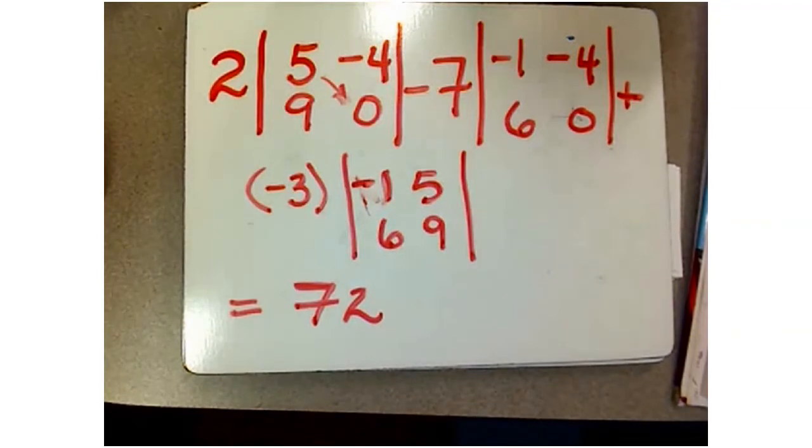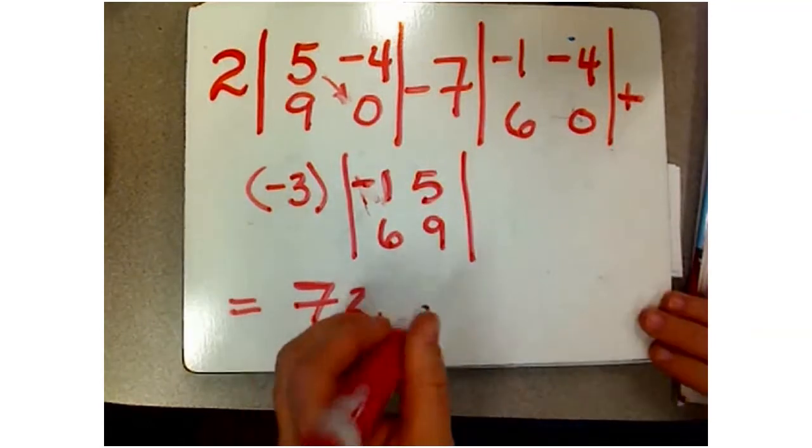What is the determinant of 5, negative 4, 9, 0? No, positive 36. What is 2 times 36? 72. Write that down, please. 72. All right. Now put a minus after that.